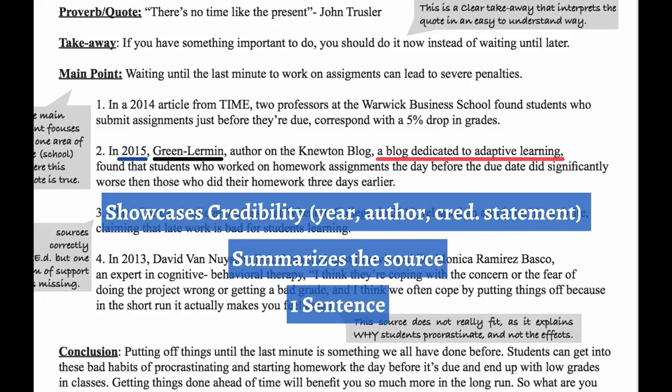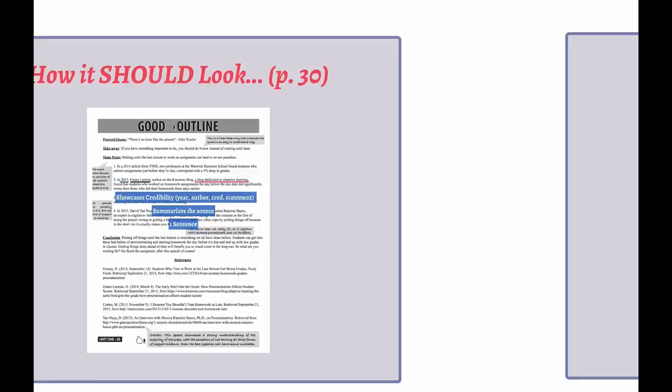The main point is that waiting until the last minute to work on assignments can lead to severe penalties. In this source, number 2, we see that students who work on homework assignments late, or rather the day before it's due, do significantly worse than people who do their homework 3 days earlier. So that tells us right there, yes, this does support the main point. We know the source is credible, and we have a preview statement. Fantastic, right? Well, it's a little more challenging than that.